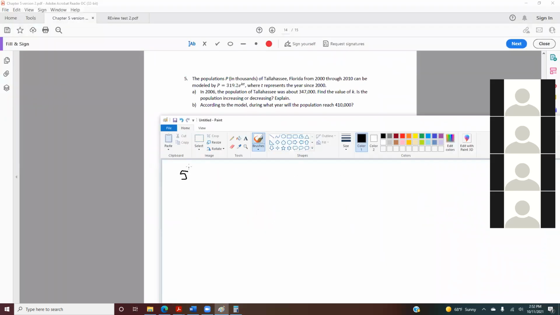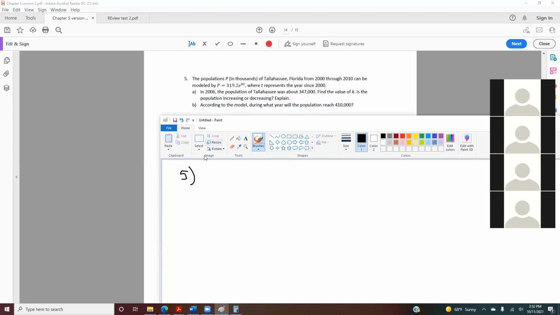So question 5, this is very similar to your homework and your test. The population P in thousands of Tallahassee from 2000 to 2010 can be modeled by this model where T represents the years since 2000. So T equals 0 means year 2000. In 2006, the population of Tallahassee was 347,000 people. Find the value of K. Is this increasing or decreasing? Explain. So find K first.